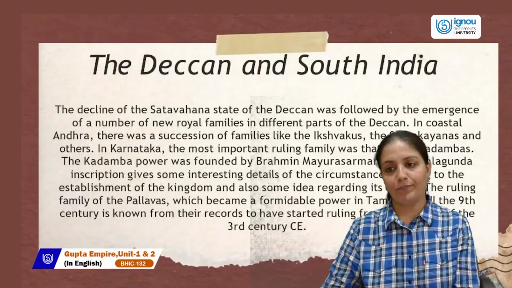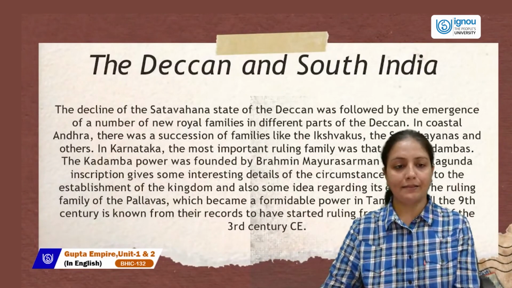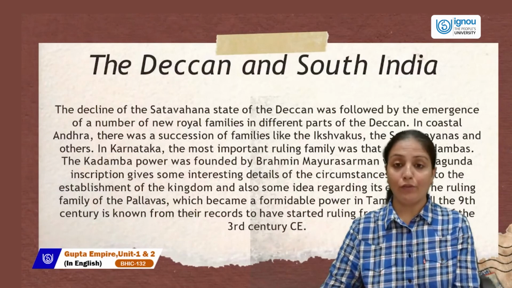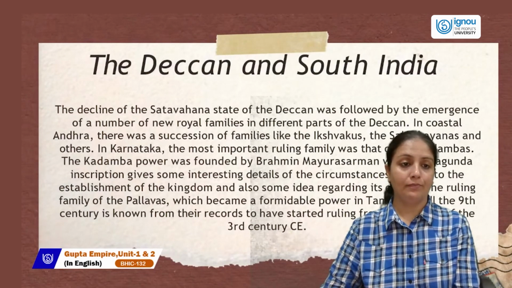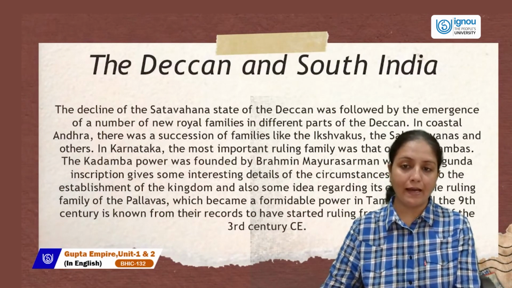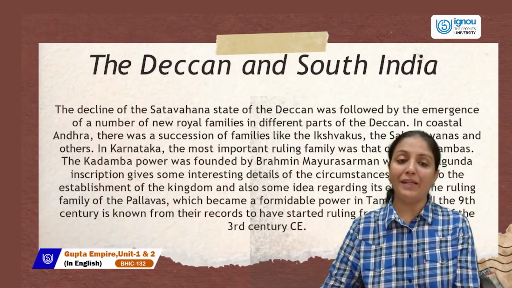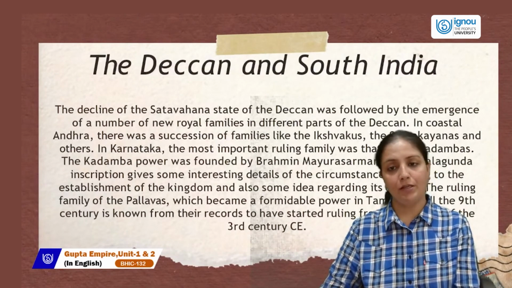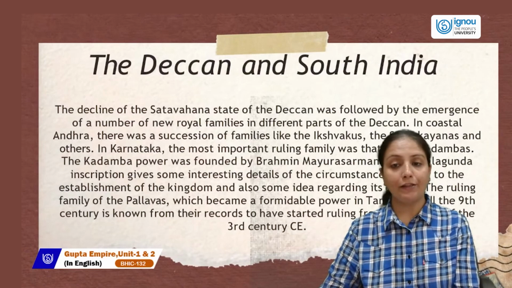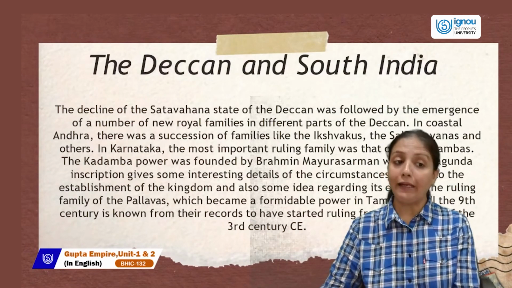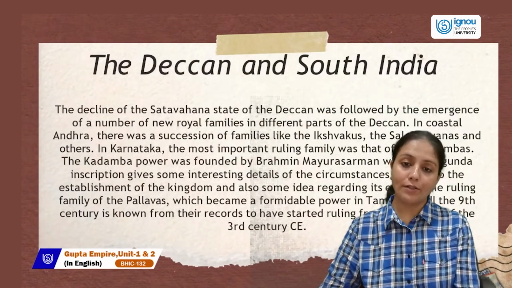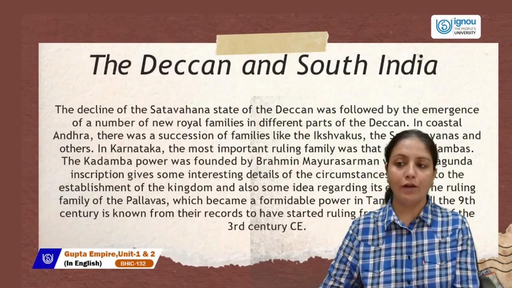In coastal Andhra, there was a succession of families like the Ikshvakus, Salankayanas, and others. You have studied the Ikshvakus. After the Satavahanas, new royal families emerged. And in Karnataka, the most important ruling family was that of the Kadambas.